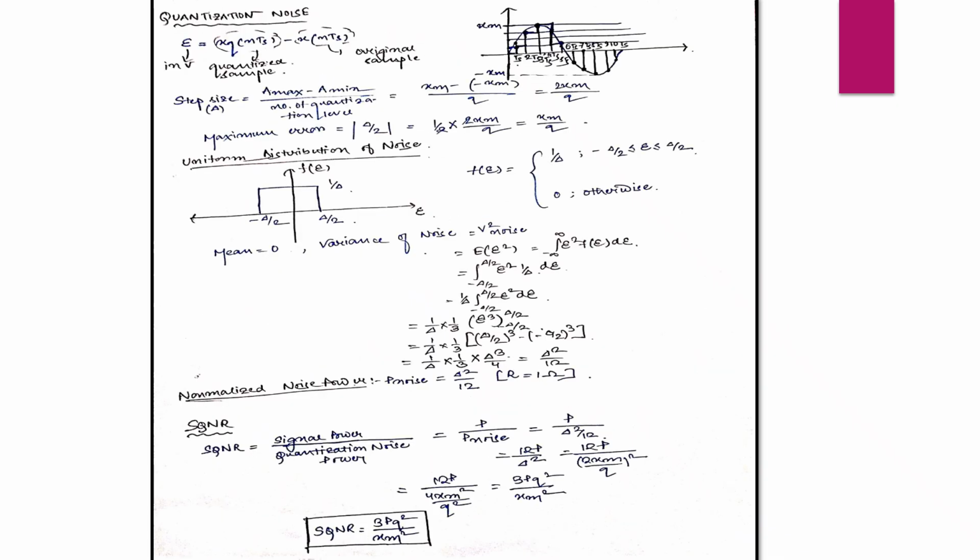Now we'll talk about the quantization noise. Due to the approximation, we get a signal which is not like the original signal. So when we quantize an original signal, we generate an error. That error is the quantization noise. This error E, described in terms of volts, is equal to xq of nTs minus x of nTs, where xq of nTs is the quantized sample and x of nTs is the original sample. So here is the graphical representation of the quantization process, and as a result of which we get a noise.